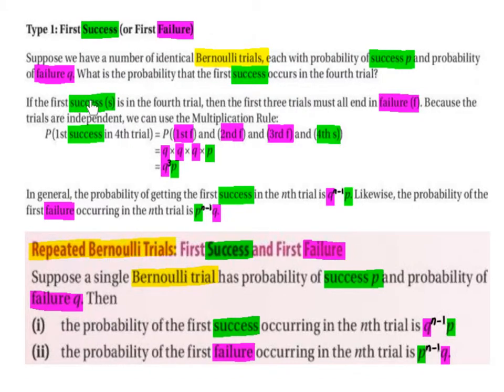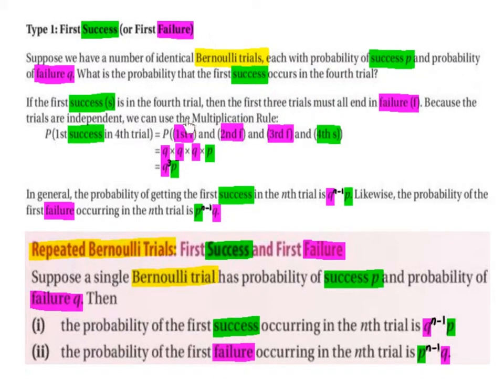If the first success, S, is in the 4th trial, then the first 3 trials must all end in failure, F. Because the trials are independent, we can use the multiplication rule. So the probability of the first success in the 4th trial is the probability that first we have a fail, and second we fail, and third we fail, and fourth we have success. Remember, and means multiply.